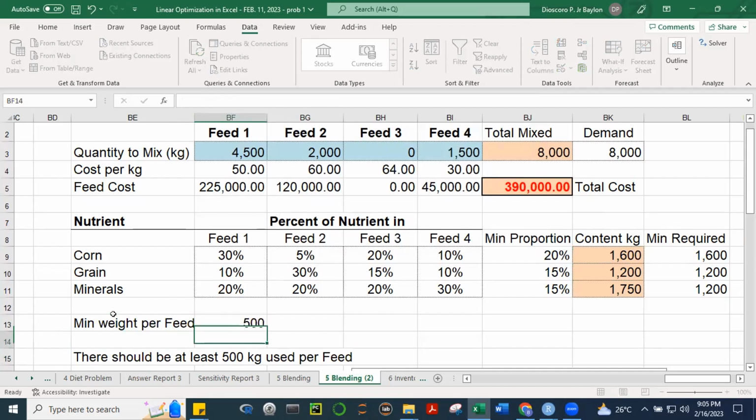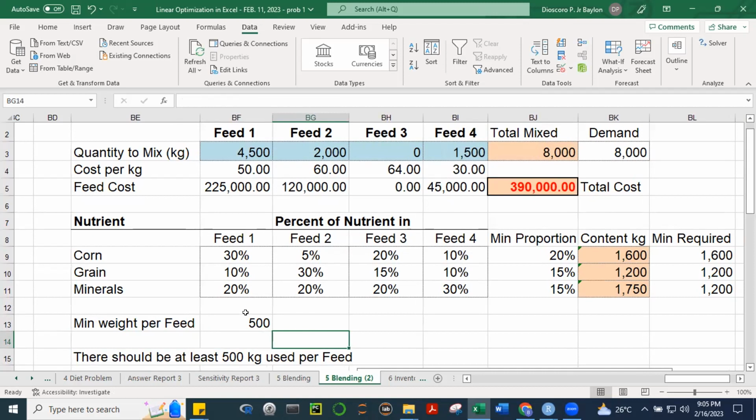Let's suppose this is another constraint. All right. So if this is an additional constraint, then we will have to constrain that the weight of the feed should be at least greater than or equal to 500, right? So we will have to add this. Notice I just created another copy of this to preserve the other one.